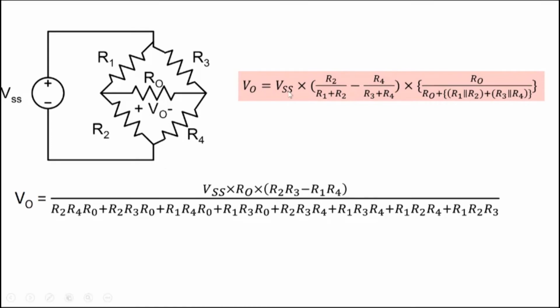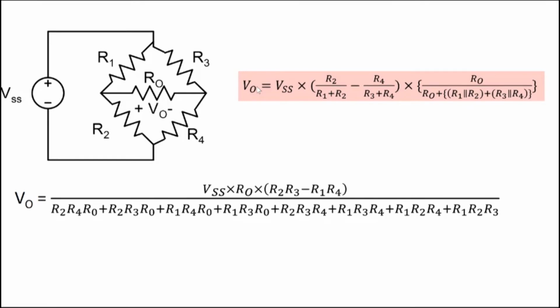V0 equal to VSS, R2 by R1 plus R2 minus R4 by R3 plus R4, R0 is here, R1 parallel R2, parallel combination, which means R1 into R2 divided by R1 plus R2. This is R3 parallel R4, meaning R3 into R4 divided by R3 plus R4. What if I told you that V0 can also be expressed like this? And both of them, if you plug in the values of R1, R2, all the resistors, and value of VSS, you'll get the same answer. So quantitatively, they are the same. The expressions they are the same.